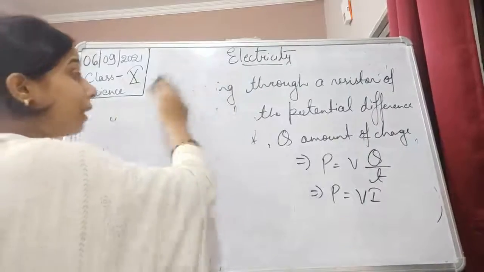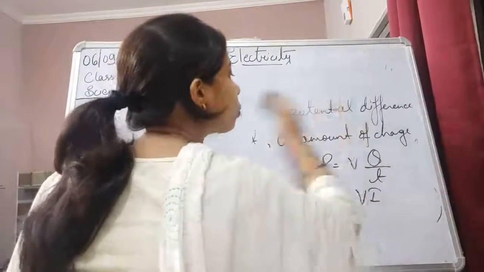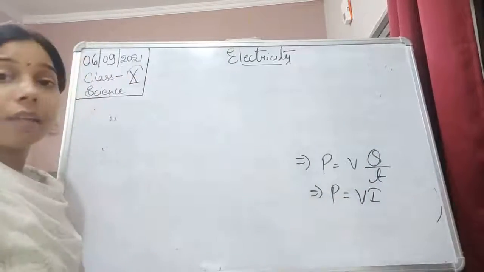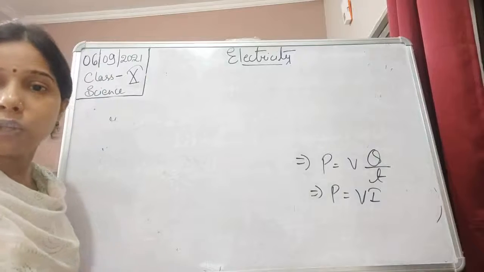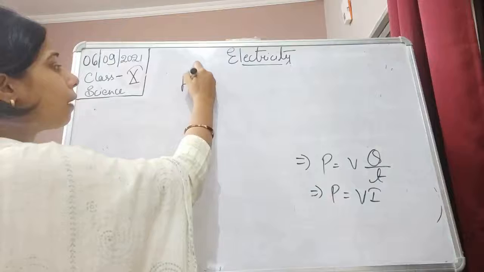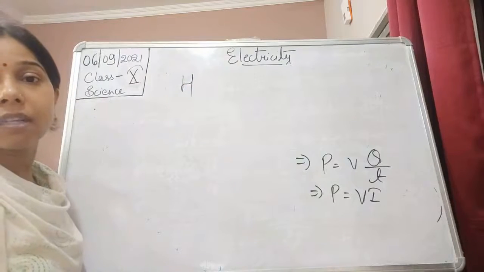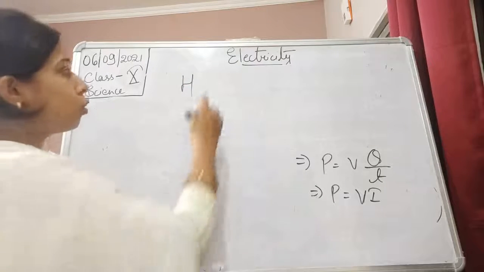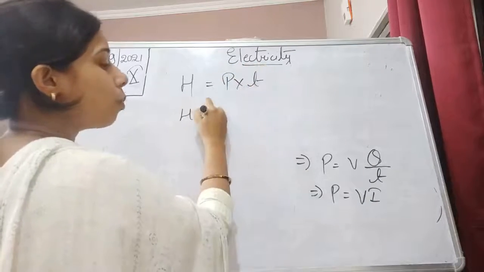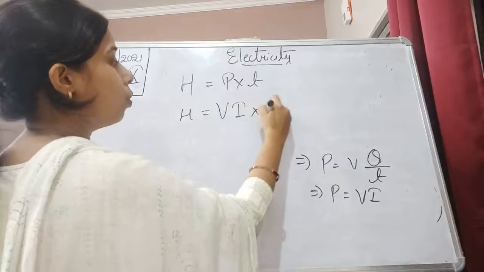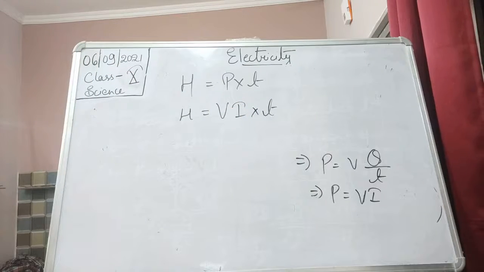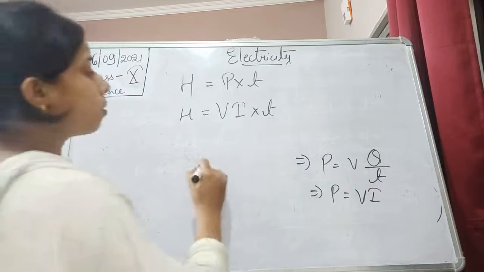So what kind of energy is generated here, students? Since the electric current passes through the conductor, the energy produced is heat energy only. So instead of writing energy, we will write heat energy, represented by H. So H will be equal to power into T. Now power is VI, so H is equal to VI into T.